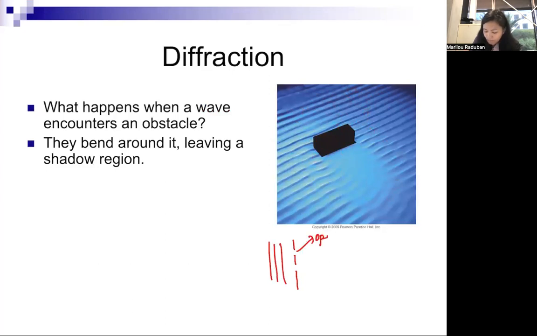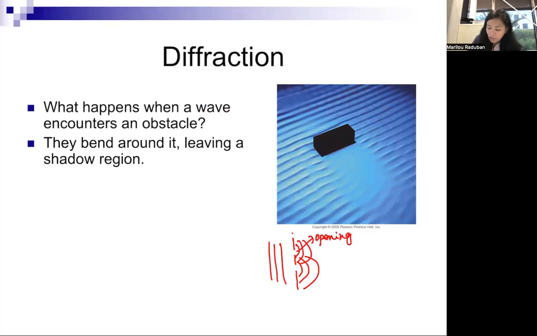encounters an opening, you've seen in that video that the wave also bends around this opening, and so it forms these bent waves. So a plane wave, straight waves, encountering an opening will bend around the opening. A wave encountering an obstacle will bend around the obstacle, and you have this shadow region. So the phenomenon is quite different between an obstacle and an opening.